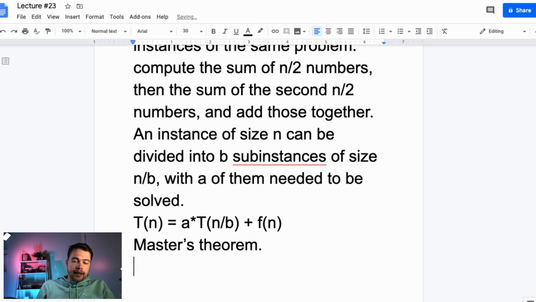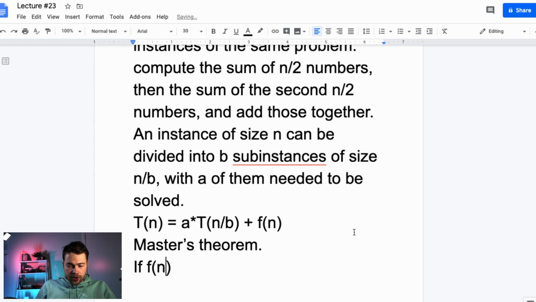Master's theorem is the way to solve a recurrence, and it's as simple as plugging some numbers into the formula. You just need to know that formula, but since the final exam will be open book, open note, you can easily Google it or look it up in the notes. So Master's theorem looks like this.